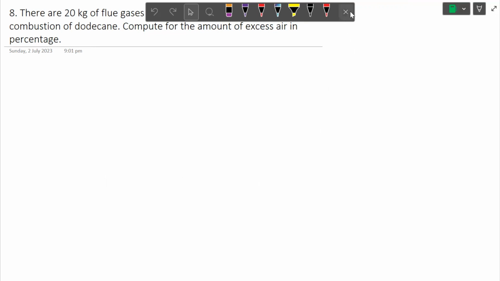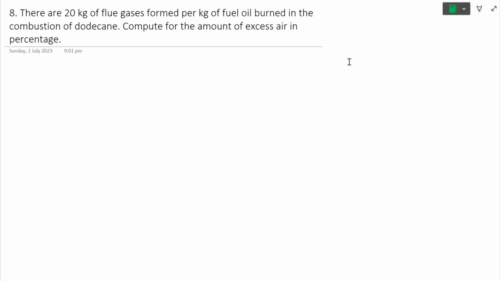So for the next problem, there are 20 kilograms of flue gases formed per kilogram of fuel oil burned in the combustion of dodecane. Ano ba yung dodecane? Kaya ang problema natin, yung pag-name ng kanilang chemical formula. So, tignan nyo dodecane.